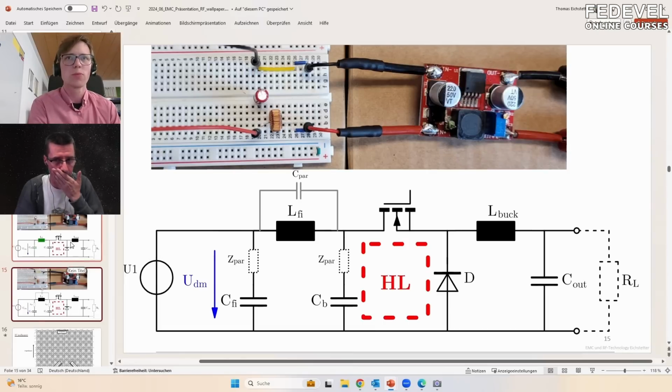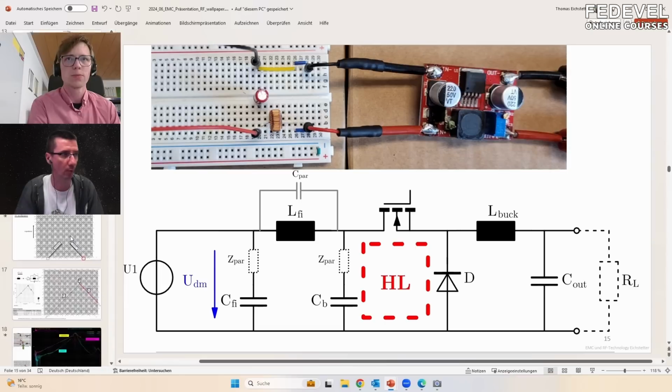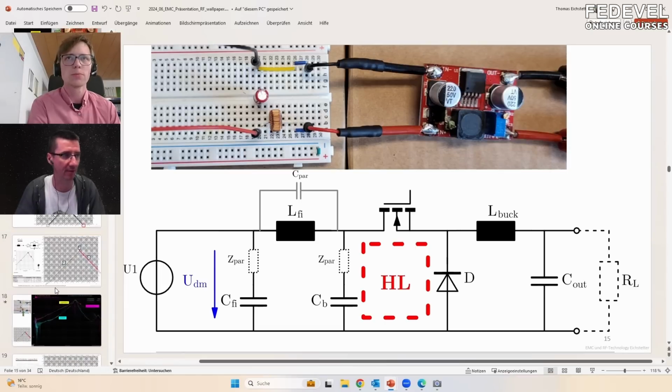Yeah, I understand this. When we see the graph, then I think everyone will understand. Okay.